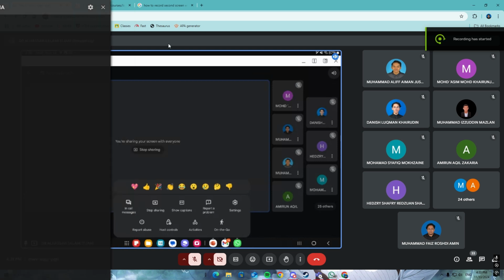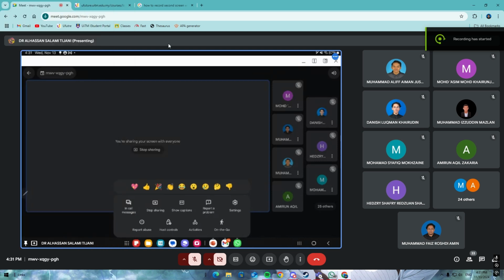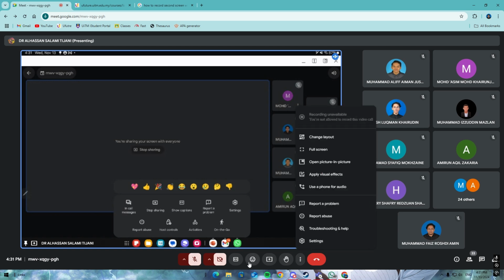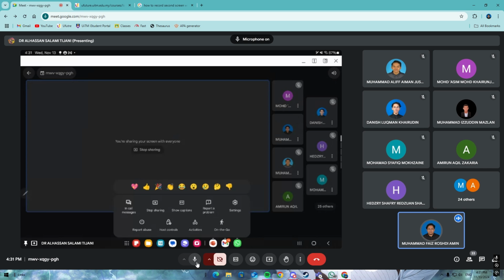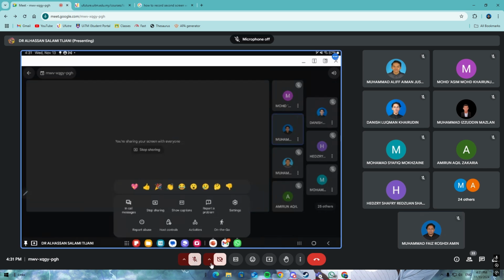No icon for recording here. Can any of you see any recording on your tab? Recording tab. No, sir. No recording, right? So let me see.